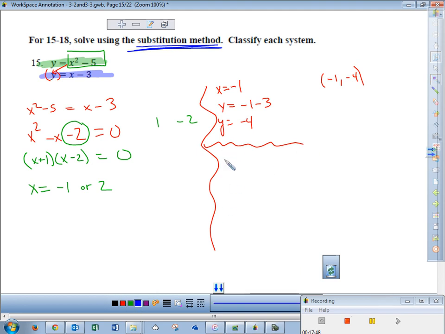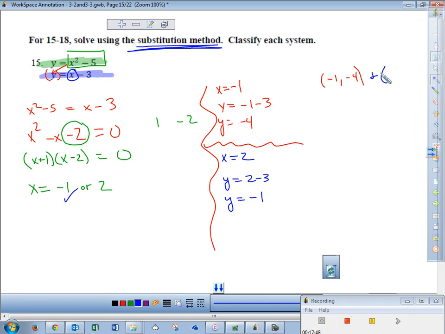New set of work. Please tell me what you're doing. You're saying when x is 2. Wasn't that the other x value? I used him, right? Cha-ching! I found what y turned out to be when x was -1. Now when x is 2, I need to figure out what y is. Y will equal, put 2 in for x, 2 minus 3. What's 2 minus 3? -1.